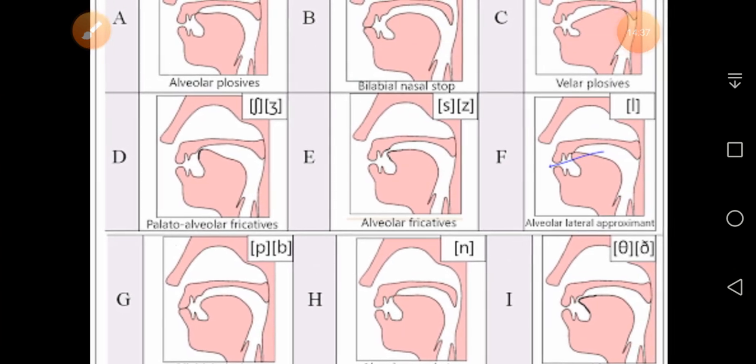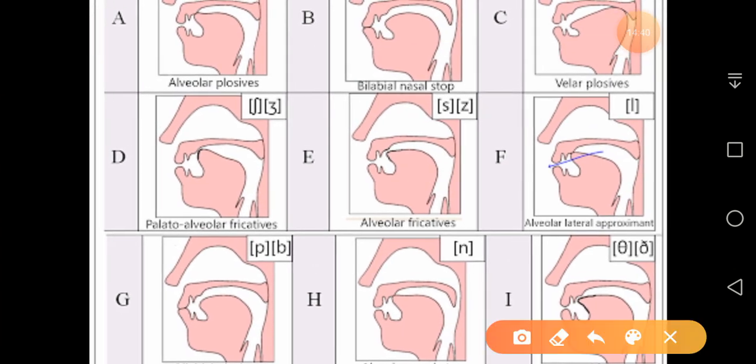This one, okay, now see this picture. As you can see here, when we produce s or z, the tip, or we can say the blade, of the tongue is quite close to the alveolar ridge, but it is not touching it. There is a path, as you can see. There is a very brief passage. So it means the air is not being completely stopped. Rather, it is narrowed down. The path has been narrowed down. So there will be audible friction.